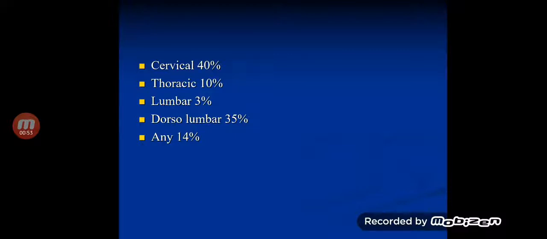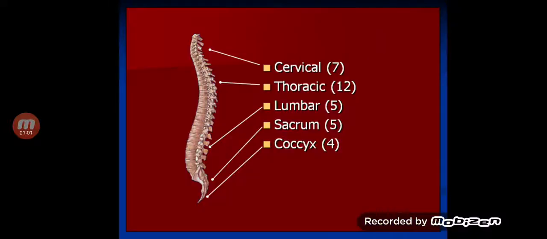Regarding the areas, the cervical area is the most commonly affected by spinal injuries. It accounts for about 40% of the cases. Next comes the dorsolateral area by about 35%, and then the thoracic, and then the lumbar and so on.